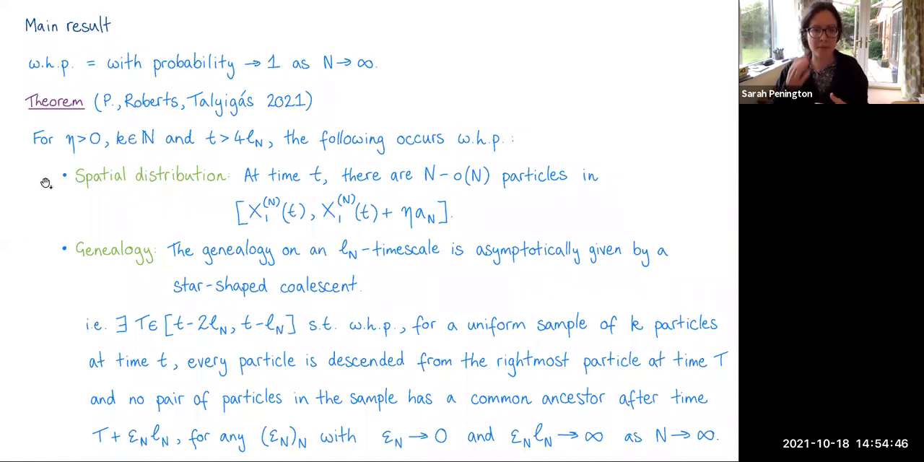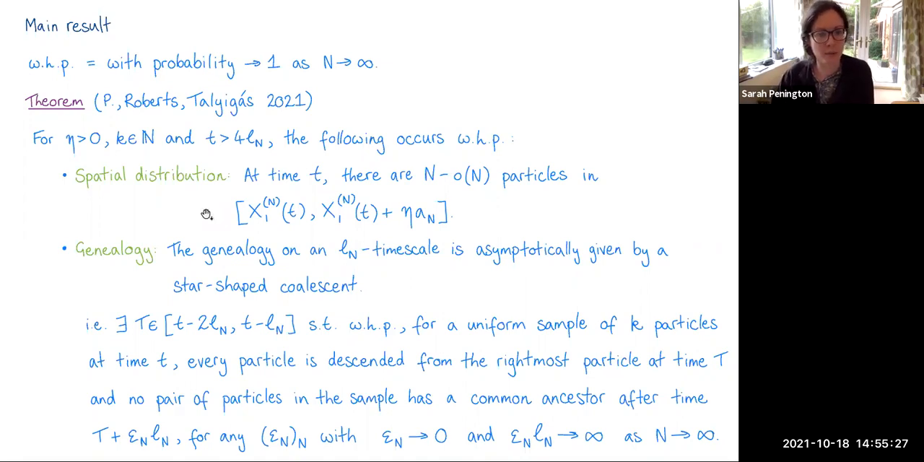First of all, we can say something about the spatial distribution of the cloud of particles. With high probability at time t, there are N minus little o of N particles in the space interval x_1^N(t) up to x_1^N(t) plus eta times a_n. There are N particles in total, so this is almost all of the particles, and this is the position of the leftmost particle at time t. Because we can take eta as small as we like, we're saying that on this a_n space scale, almost all of the particles are very close to the leftmost particle.